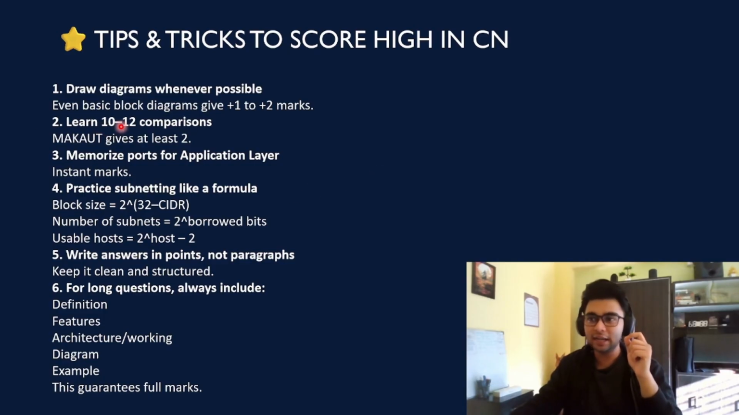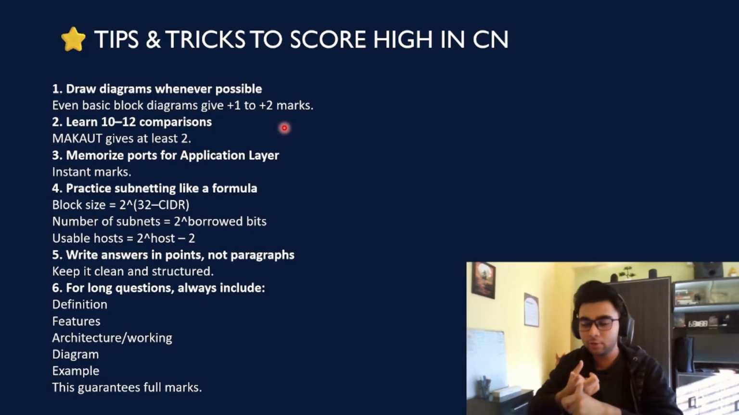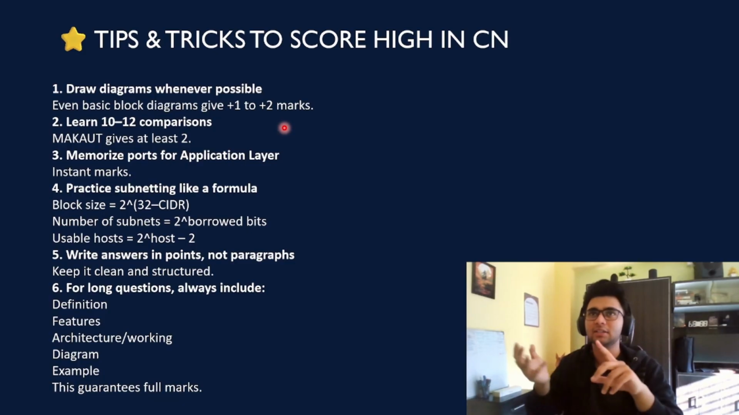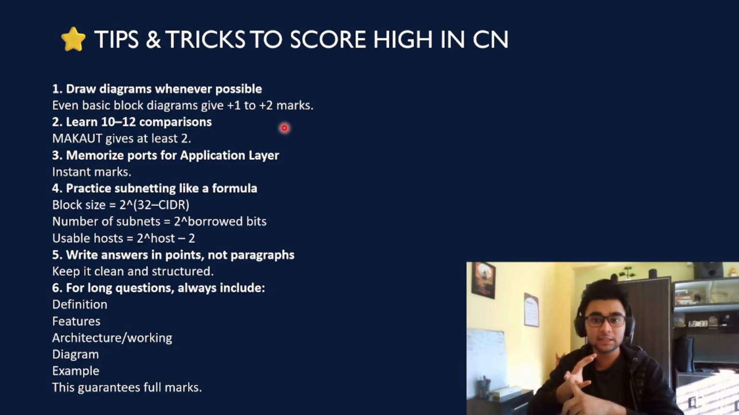Then you should learn at least 10 to 12 comparisons, meaning that you should know a minimum of around 10 to 12 comparisons across all the modules. TCP, UDP, SMTP, FTP. Then there are various definitions like CSMA/CA and CSMA/CD. You need to know the difference between them. Then, very important, memorize ports for the application layer. For the application layer, instant marks is the ports. If you are able to remember all the port numbers, like what is the port number for FTP, what is the port number for SMTP, it's just instant marks.